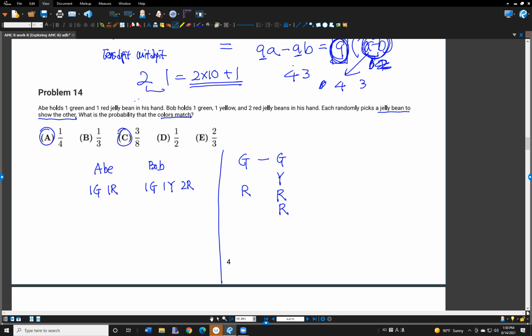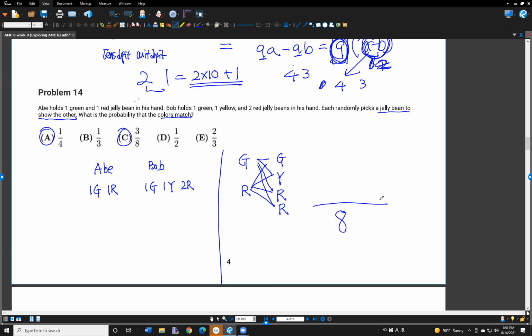We have two opposite there. Which one is correct? A or C? Check it out. From here, this can be 1, 2, 3, 4, 5, 6, 7, 8. Total of possible cases: 8.